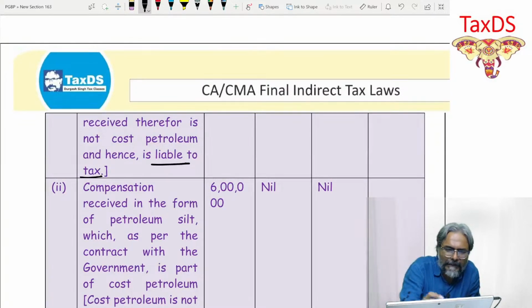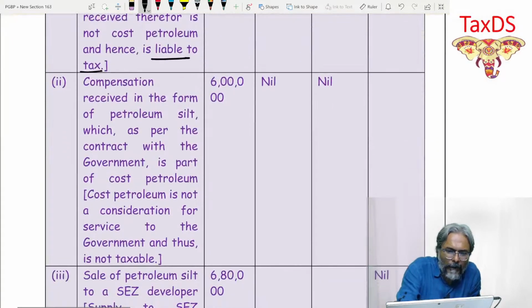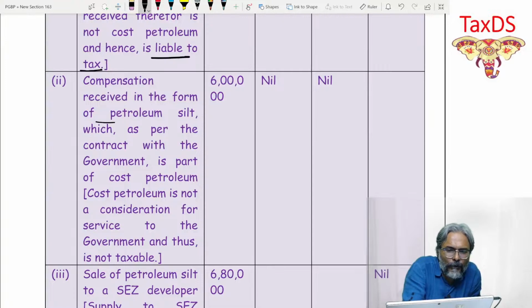Is liable to tax. Point number two: compensation received in form of petroleum silt. This you are receiving from whom? From the government. As per the contract with the government, it is a part of cost of petroleum. This is not a consideration.